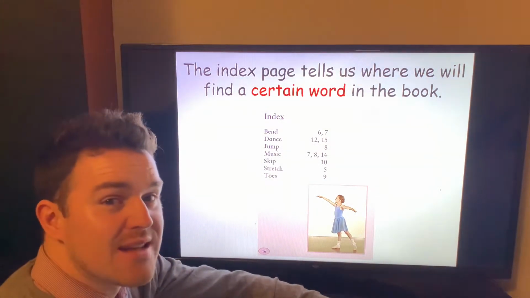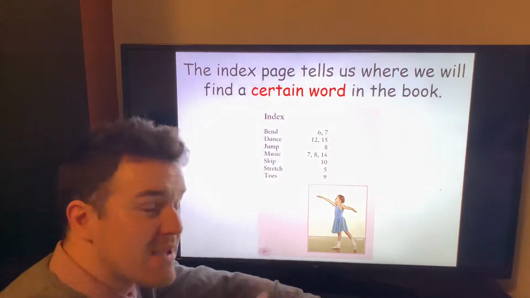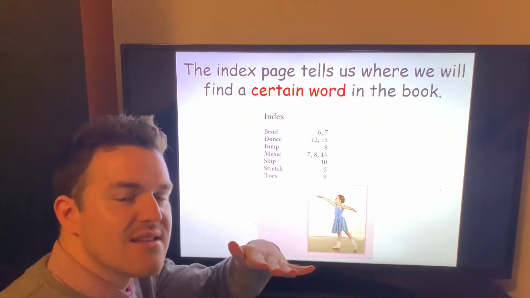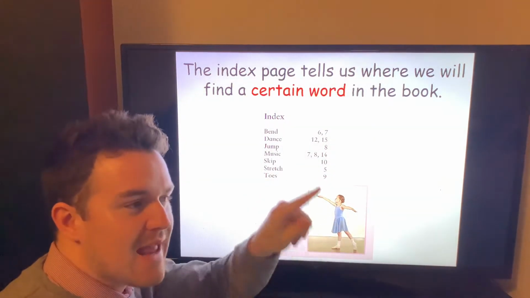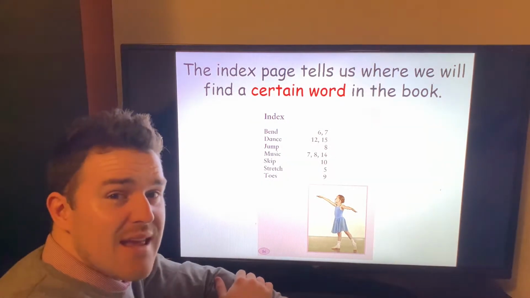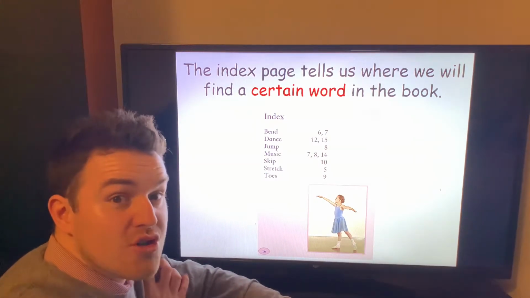Another good thing about an index is it's in alphabetical order. So if there's a big huge one, this one's nice and easy, there's not that many words, but if you're reading a longer book with lots of things in the index, you can look down the words, you can go A, B, C. Now if you look at our index here, we don't actually have anything beginning with an A, so it might not have every single letter. It only has the letters for words that are actually in the book.